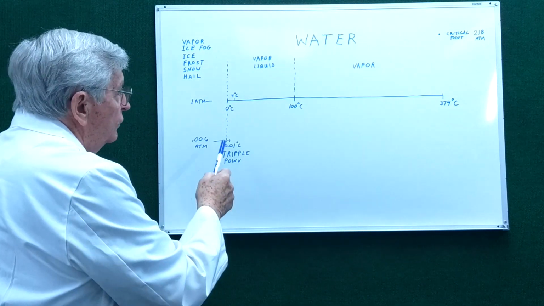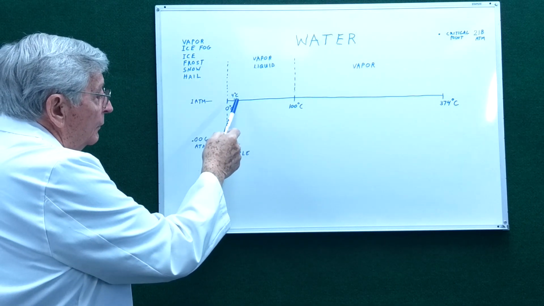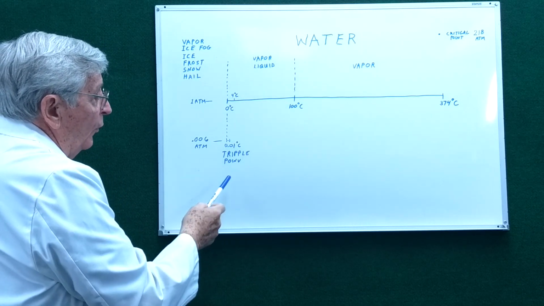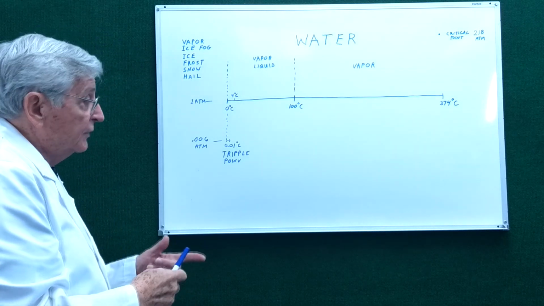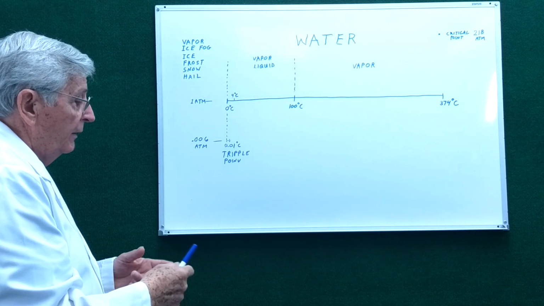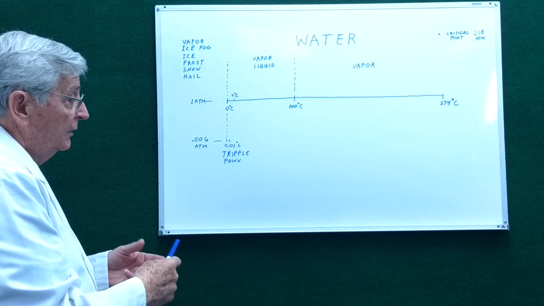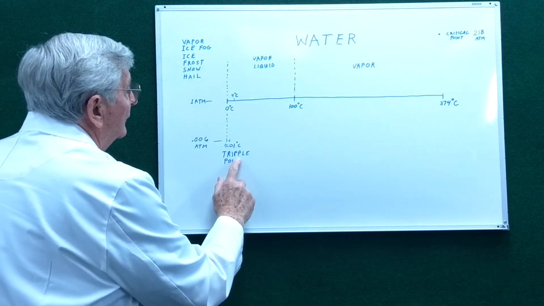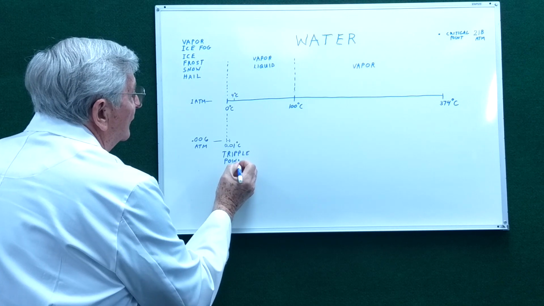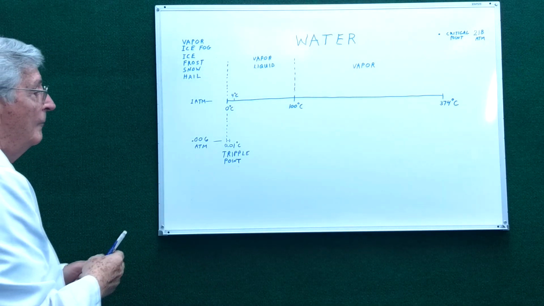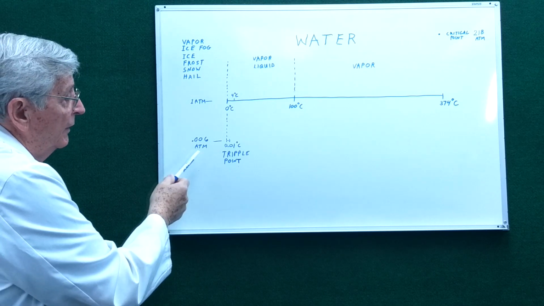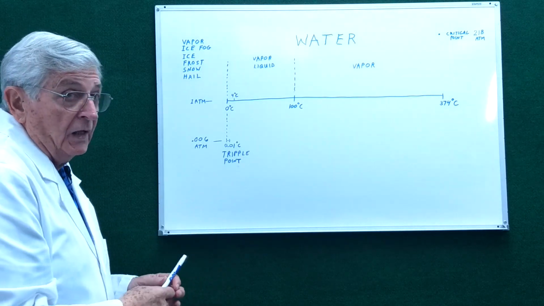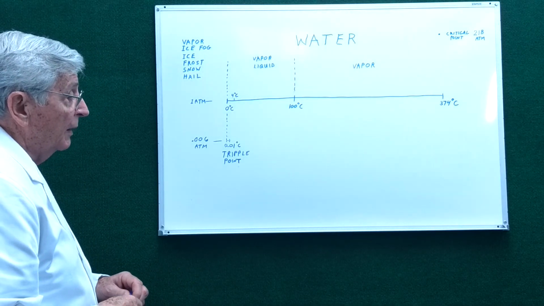Now, there's two very interesting points right here. This point is called the triple point, where water can exist as a liquid, a vapor, and a solid at the same time. That happens at a very low pressure and at 0.01 degrees C. And that's actually used as a calibration point for temperature instruments.